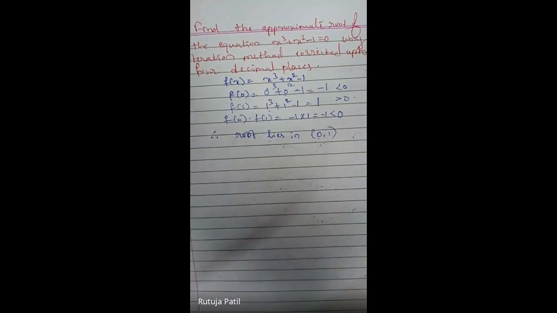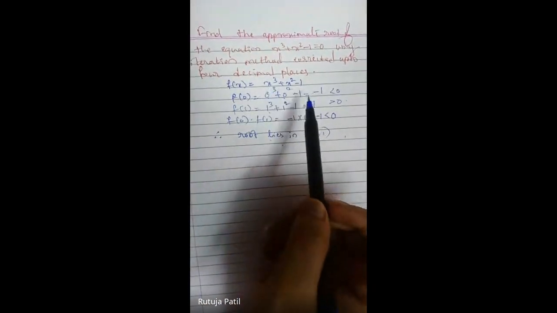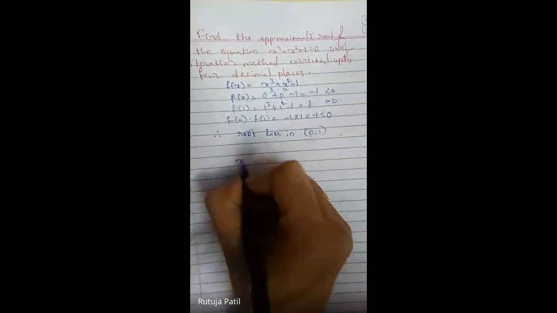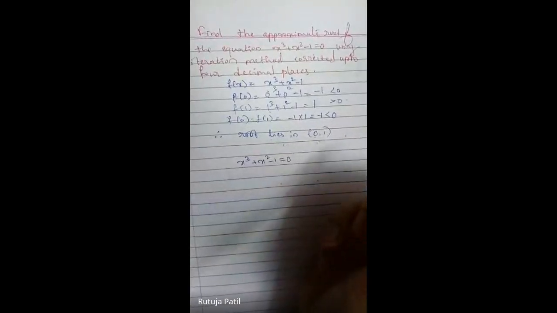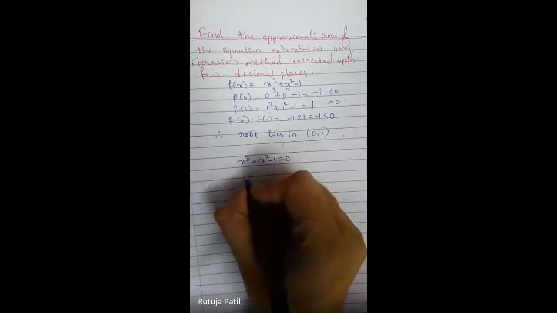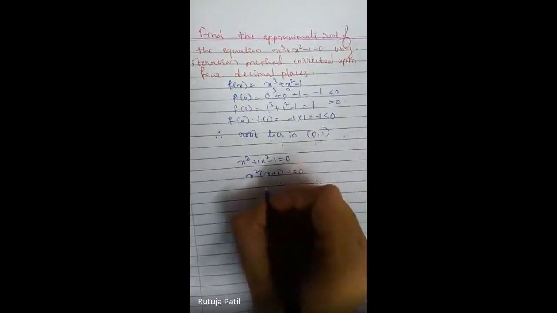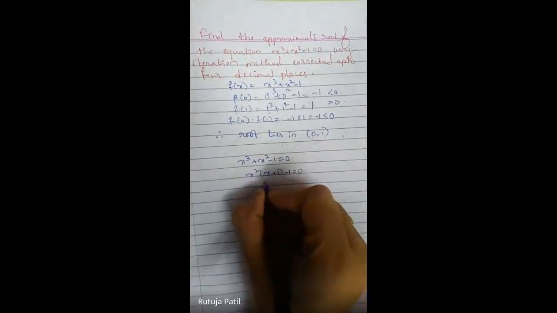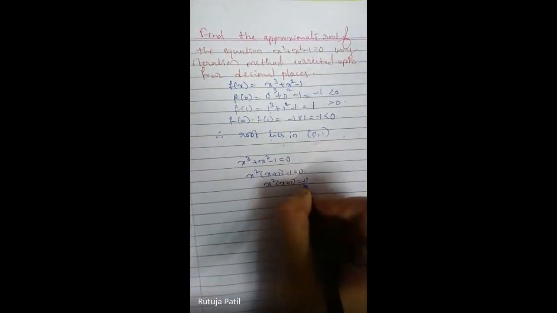Now after this, what we need to do? We have to find psi of x. That is nothing but from this given equation, x cube plus x square minus 1 equals 0. We have to convert it into the form of x equals something. So I'll take x square common. I'm left with x plus 1 minus 1 equals 0. I can rearrange this: bring this minus 1 to the other side. x square times x plus 1 equals minus 1, and minus 1 becomes plus 1.